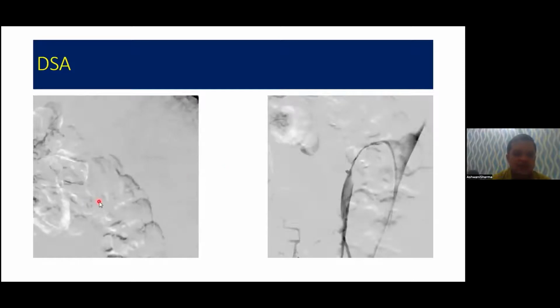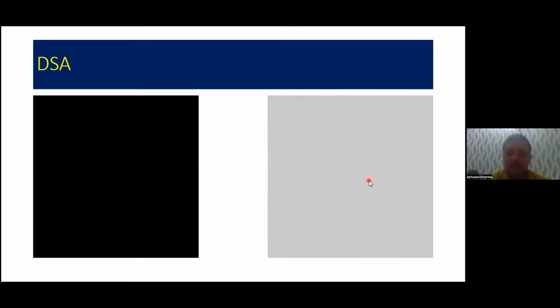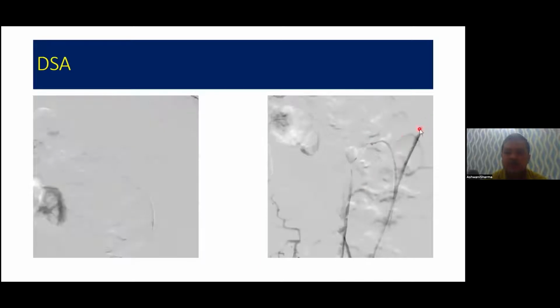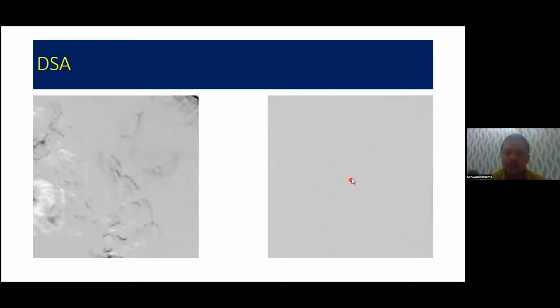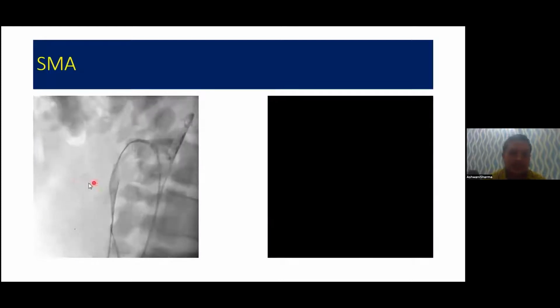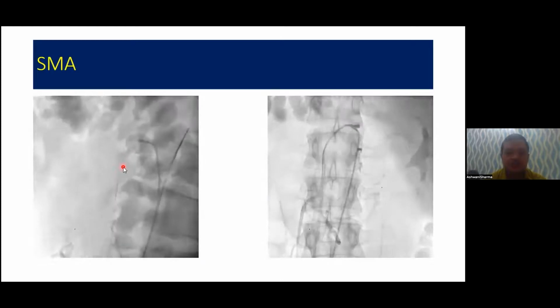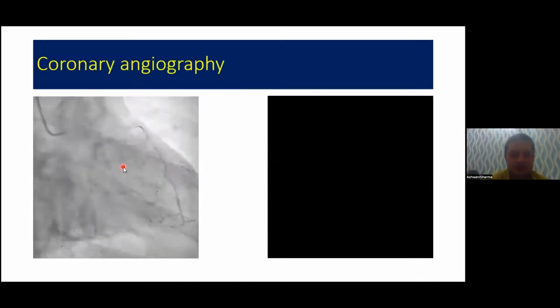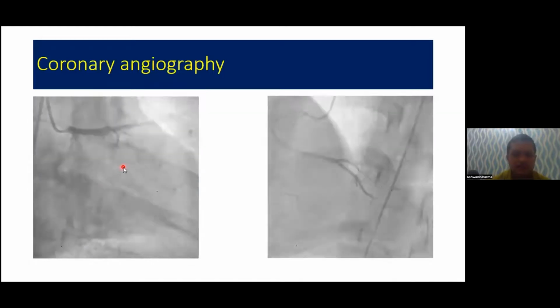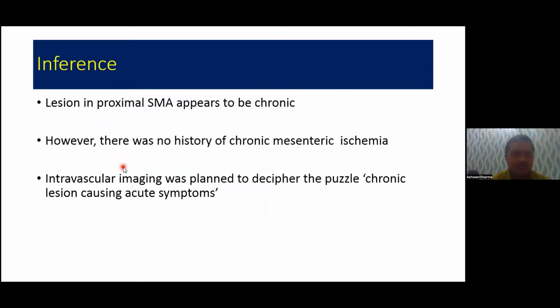On the left we can appreciate that the celiac trunk was normal, and in the superior mesenteric artery there is a lesion beginning from the ostium. It is a smooth lesion, no contrast staining, no obvious shouldering effect. It looks as if the lesion is chronic, just like a stable coronary plaque. He also underwent a coronary angiogram, which was normal. After the angiogram, the lesion in the proximal SMA was significant but appeared chronic angiographically, and the patient had no history of cytophobia or anything else, which suggested a case of chronic mesenteric ischemia.